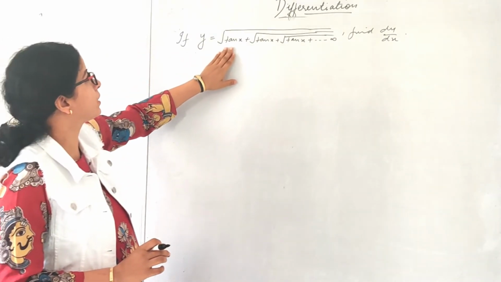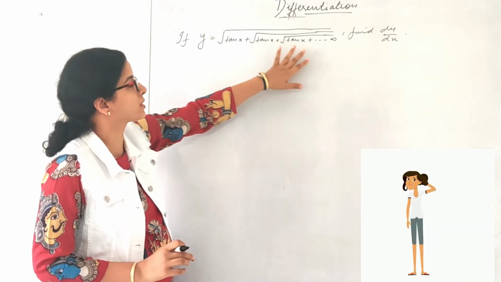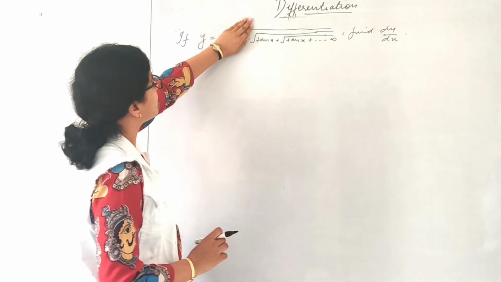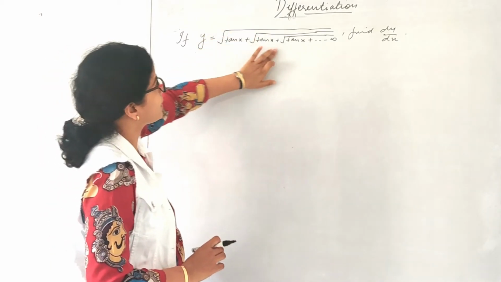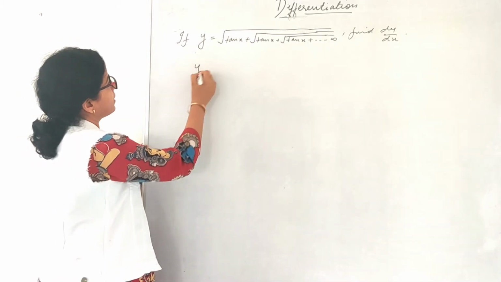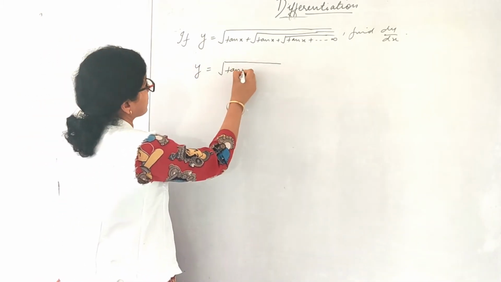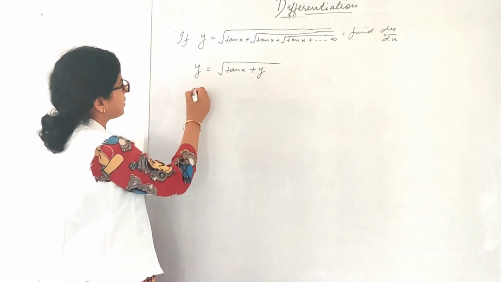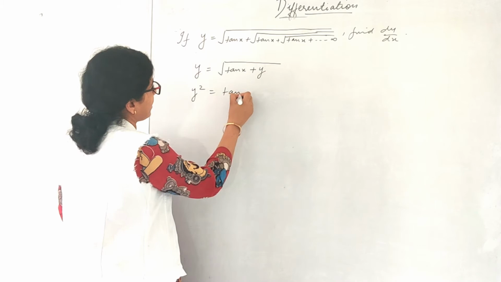If y is equal to under root of tan x plus under root of tan x plus under root of tan x up to infinity, find dy by dx. So if I hide this first element, again I am getting the series of y, right? So now how can I rewrite this function? y is equal to root of tan x plus y, and I have to find dy by dx. So I'll square both the sides. So y square is equal to tan x plus y.